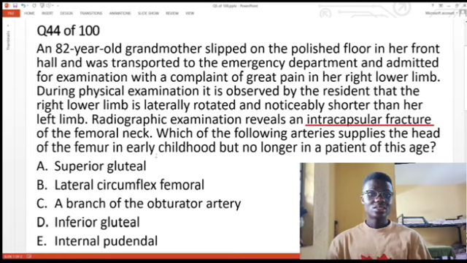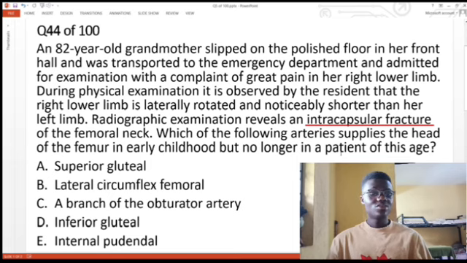The question is basically asking us that okay, there was an intracapsular fracture of the femoral neck. And we know that intracapsular fracture results in avascular necrosis. Avascular necrosis is basically when the cells of that particular region die because they are not getting enough blood supply. That's basically what avascular necrosis is.